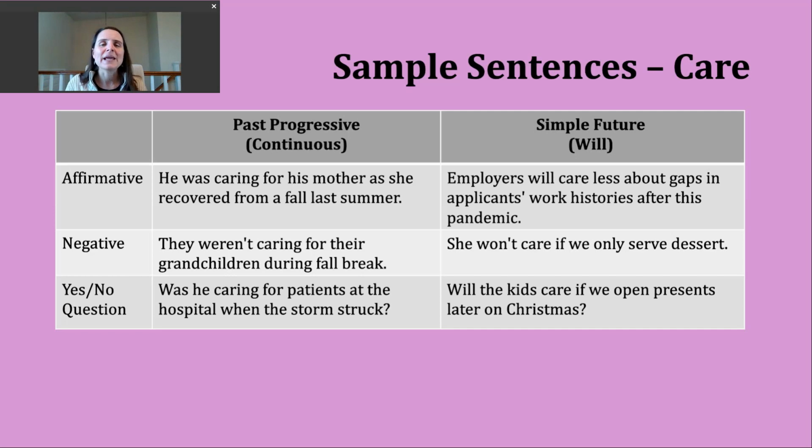Finally, if we want to ask a yes or no question in the simple future, we're going to start with will, then we'll have our subject, and then the base verb. You can see that in this question: will the kids care if we open presents later on Christmas? The answer is probably yes. Most children want to open those presents as soon as they are awake.